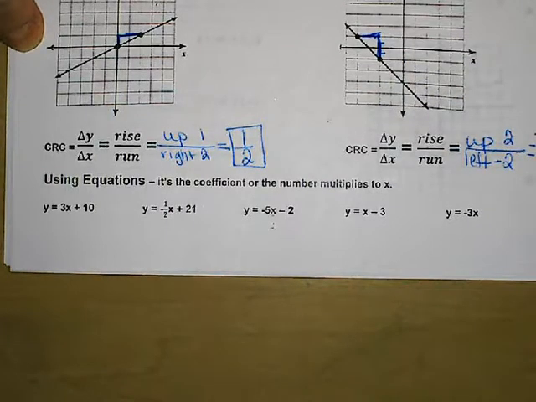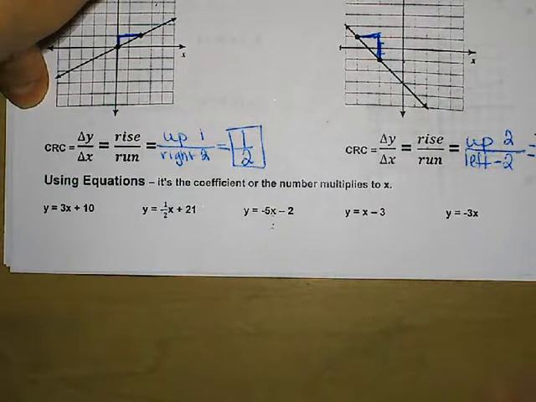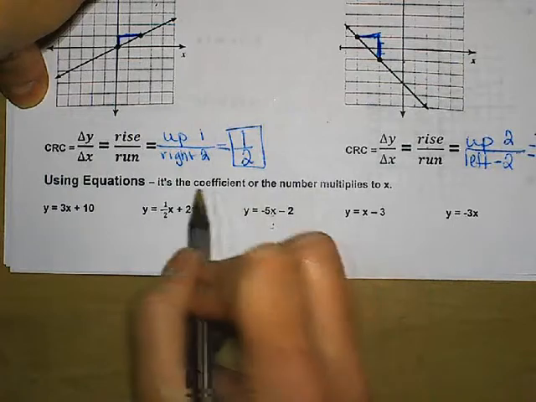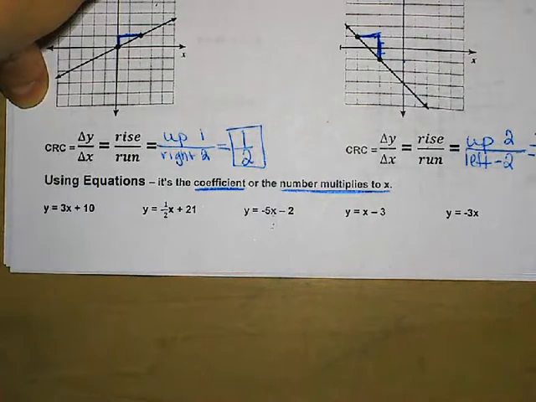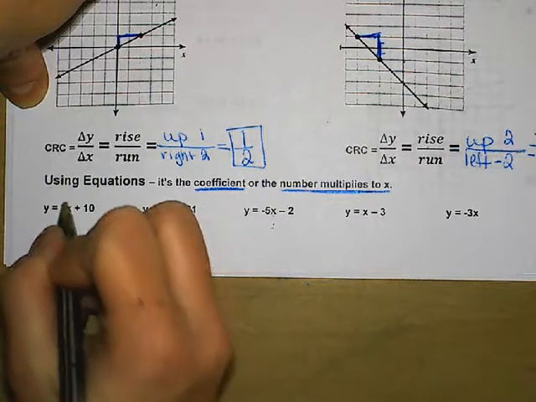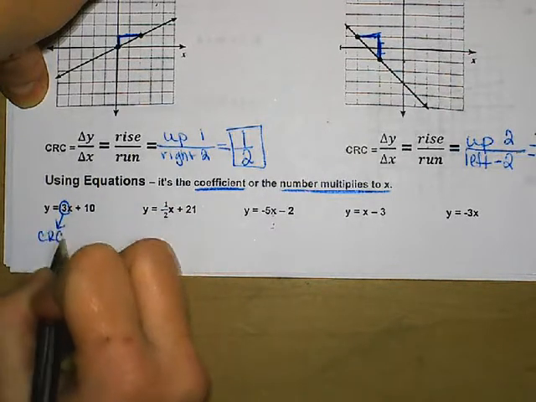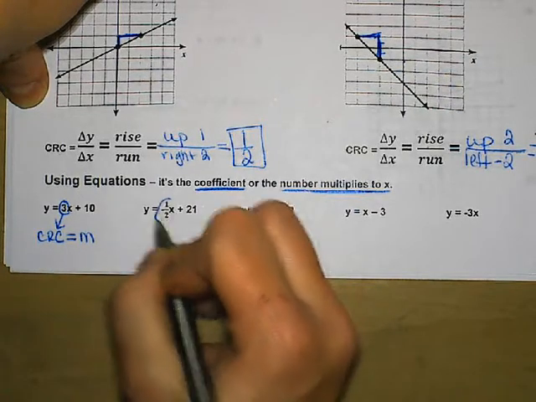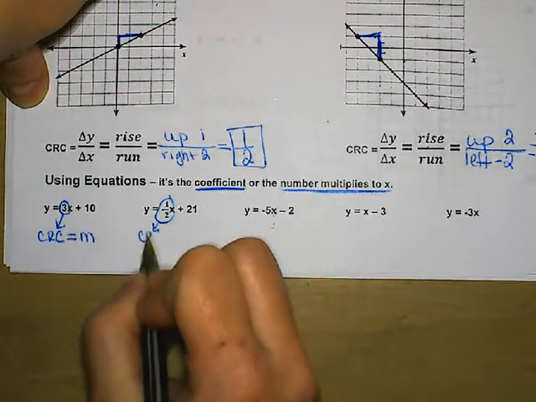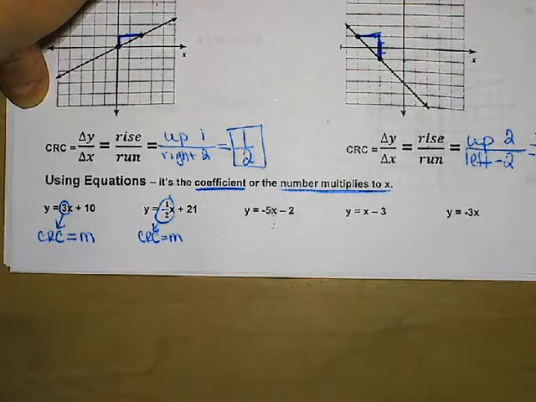Now let's identify the constant rate of change or the slope using equations. The slope is the coefficient, or the number that multiplies to the x. It's the number that is right next to the x. So on our first example, our constant rate of change is 3. We also call that the slope. Our second example, the constant rate of change is -1/2. We also call that the slope.